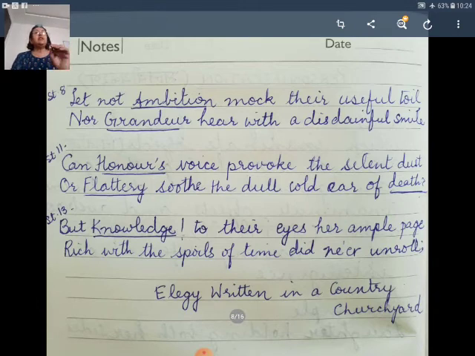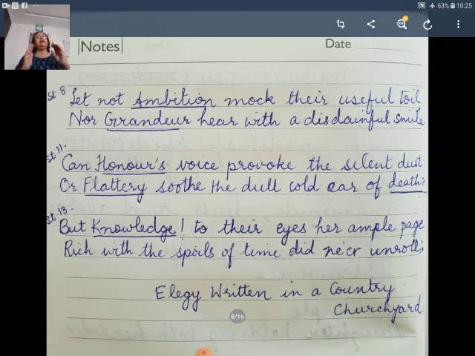First one is, let not ambition mock their useful toil, nor grandeur here with a disdainful smile. Here ambition has been seen as a person. Let not ambition mock their useful toil. Ambition is seen as mocking, making fun of the useful labor of poor people. Nor grandeur here with a disdainful smile. What is grandeur? Grandeur is people who are full of wealth.